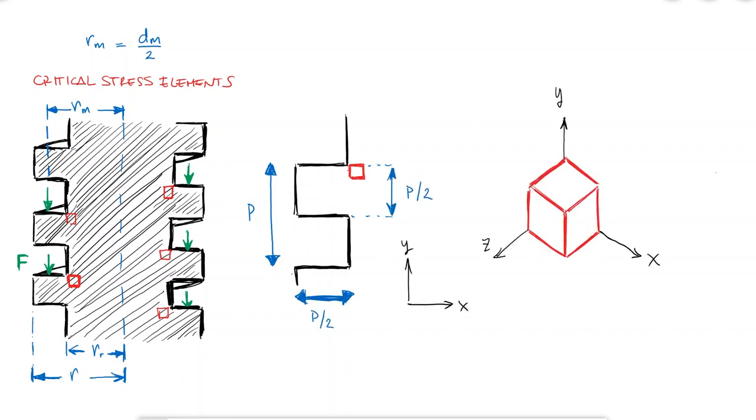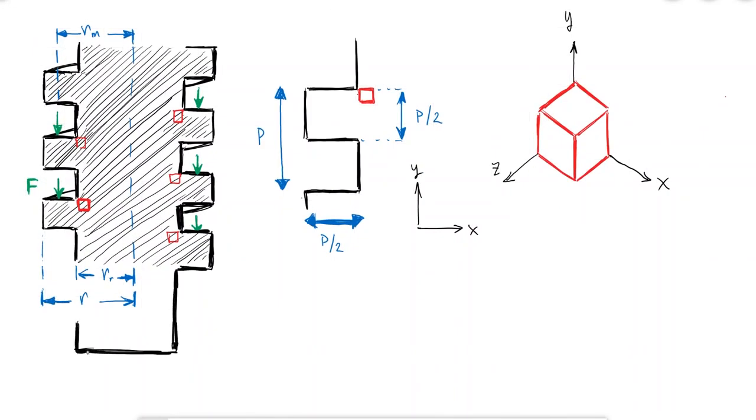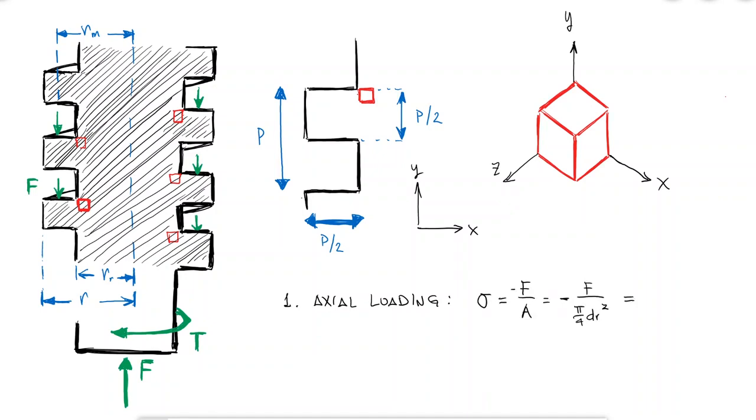The first stress that we can see here is the one due to a compressive axial load. The axial load that affects the whole screw root will cause a compressive normal stress that will mostly affect the root of the screw, and therefore the cross-section area will be that of a circle with a root diameter dr, and this stress is found on the planes normal to the y-axis, so we call it sigma y.